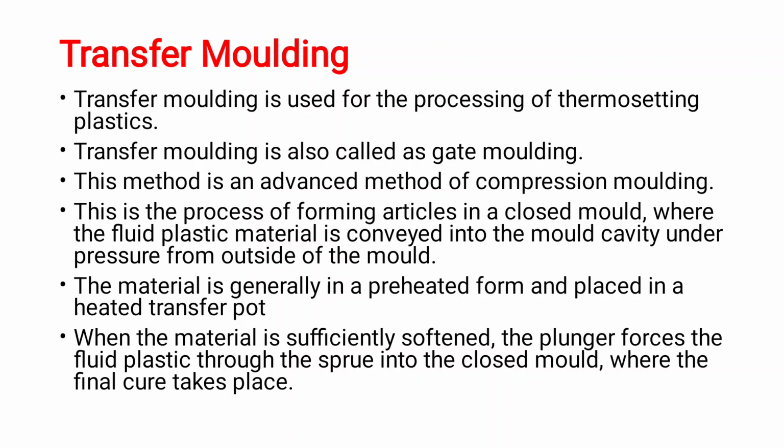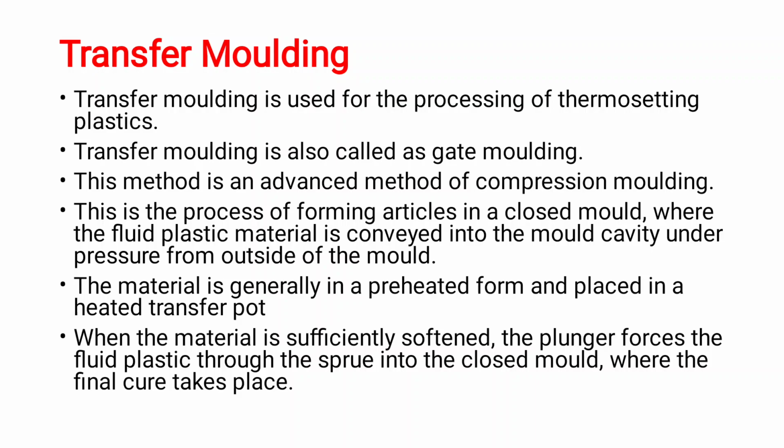And the next one is transfer molding. Transfer molding is used for the processing of thermosetting plastic. Transfer molding is also called gate molding. This method is an advanced method of compression molding. This is the process of forming an article in a closed mold, where the fluid plastic material is conveyed into the mold cavity under pressure from outside of the mold.